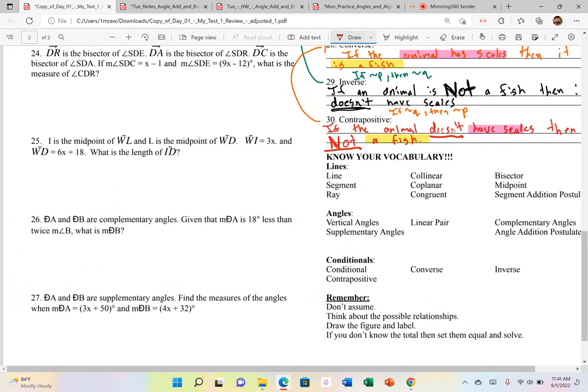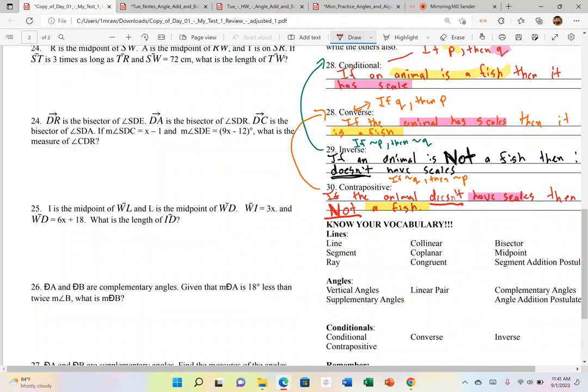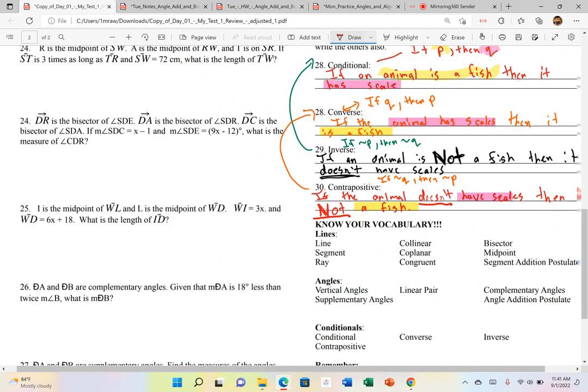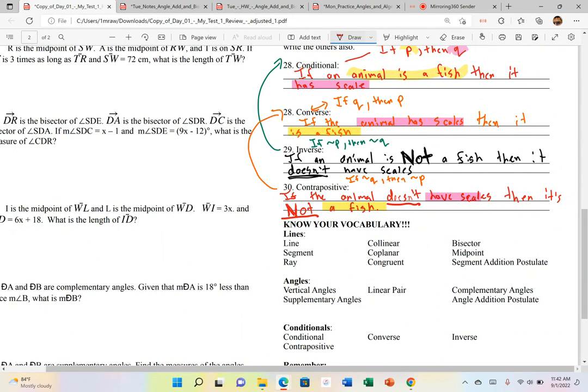Know what congruent is, and then check the answer keys. Right, the answer key is on Schoology as well, and I will be posting this video as well too. Okay.